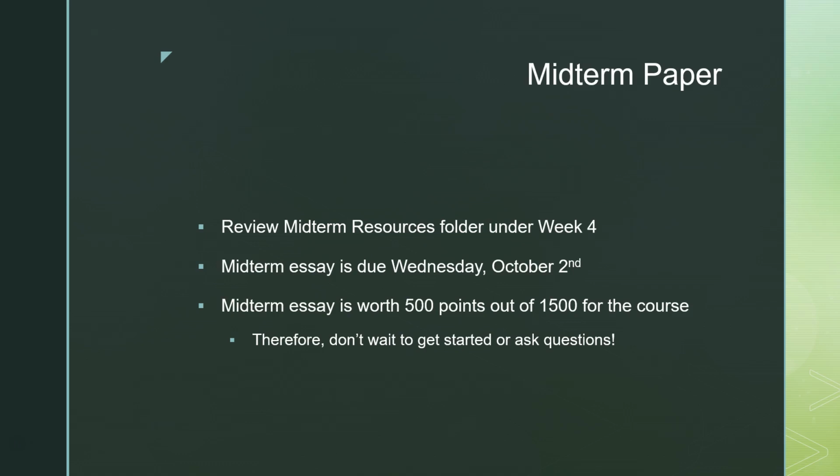And the midterm essay is worth 500 points out of the 1,500 for the course. So both the midterm and the final essay are worth 500 points apiece. So each one is a third of the points for the course. And then your reading responses total up to 300 points by the end of the semester, and your discussion forum comments total up to 200 points.